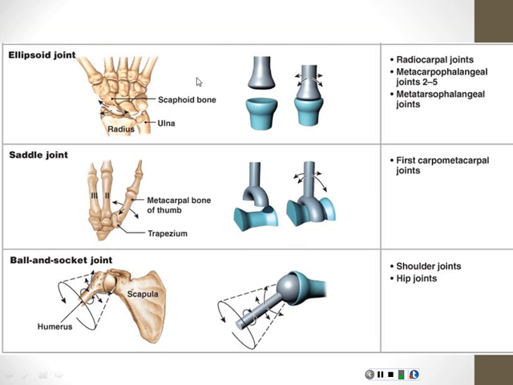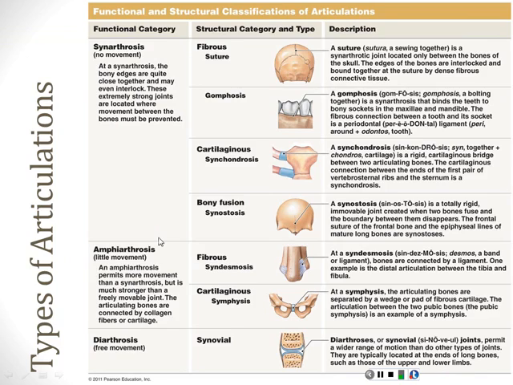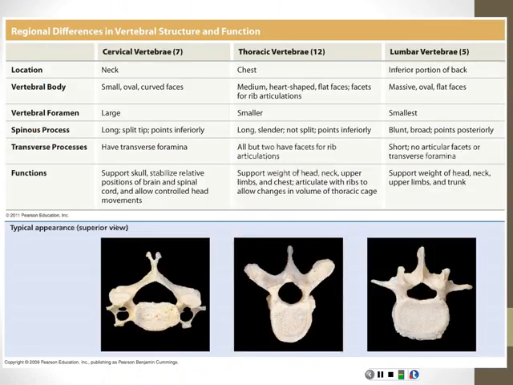And then we have ellipsoid joints, saddle joints, and ball and socket joints. So particularly pay attention to the ball and socket, the hinge, and the pivot, because those are ones that you may see again.